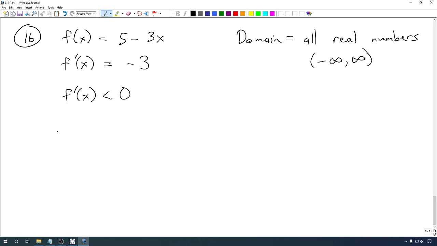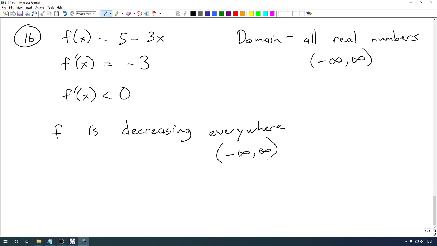And so, all we're really saying here is that f is decreasing everywhere, or decreasing on the interval negative infinity to infinity, if we want to stick with the interval notation here. And that should be relatively straightforward. If you think about it, we have a line. That line goes through 5, that's our y-intercept, and it has a slope of negative 3. And I completely missed that point.